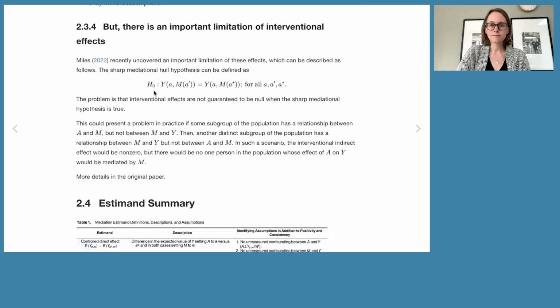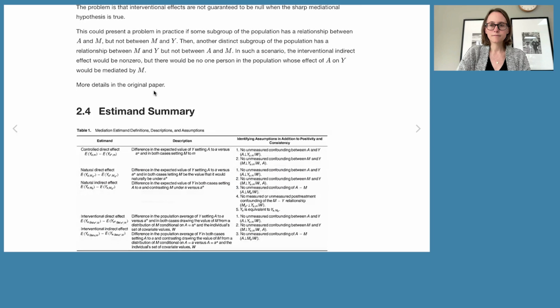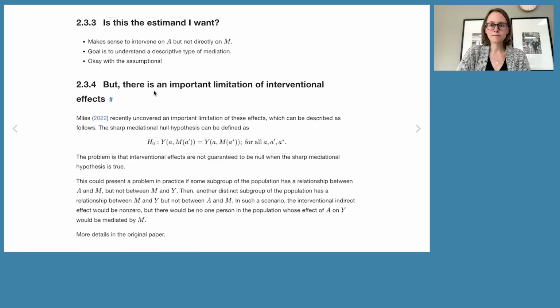Is this an important problem in practice? I don't know. My personal opinion is no, just because we have to be in this particular edge case where we have these two distinct subsets of the population, and I don't know how often that would happen. One other thing to think about for these interventional direct and indirect effects is that, let's say this Z variable, this intermediate confounder variable, does not exist. In that case, our interventional direct and indirect effects should match up with our natural direct and indirect effect estimates.